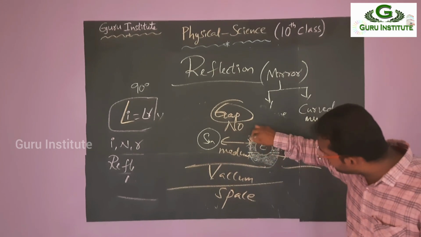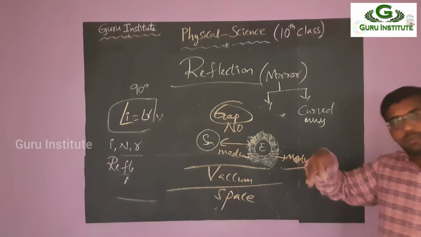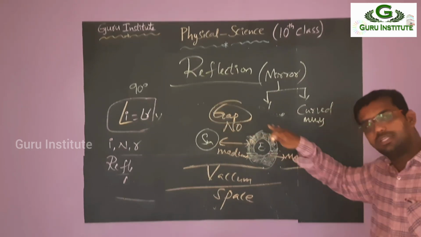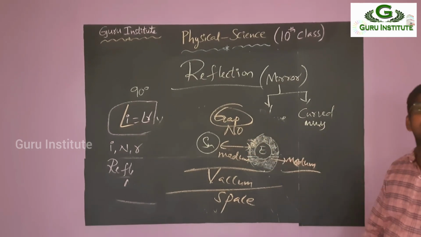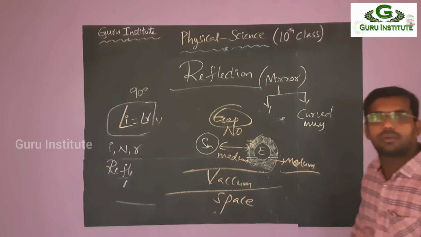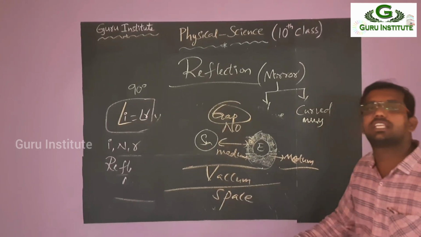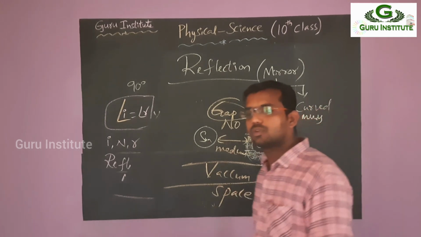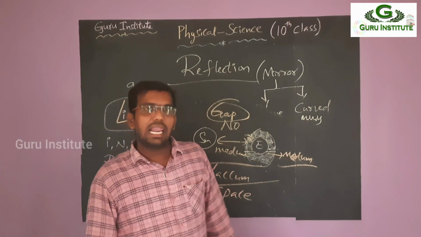And whenever it enters into our atmosphere, here medium is there. Through the medium also, we are getting the light. So whether medium is not there or medium is there, in both cases we are getting the light. So is there any requirement for the medium? No, there is no requirement for the medium. Light has no requirement of medium. It is also one of the basic properties of light.